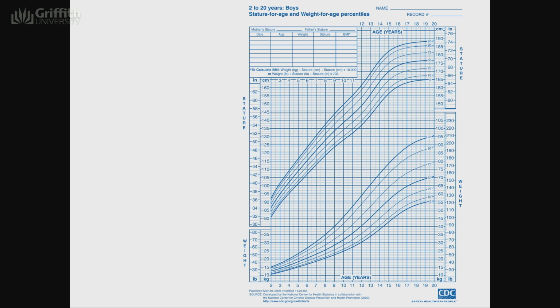You've got age along the bottom and then the percentiles going up. And in this instance, we have the 5th, 10th, 25th, 50th, 75th, 90th, and 95th percentile lines. So we've got a whole range of smaller graduations listed out here in this one.